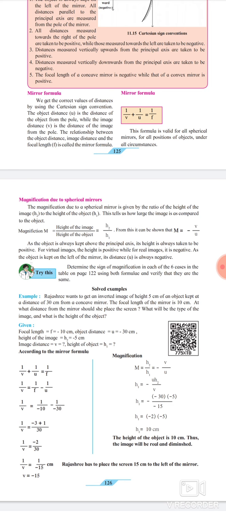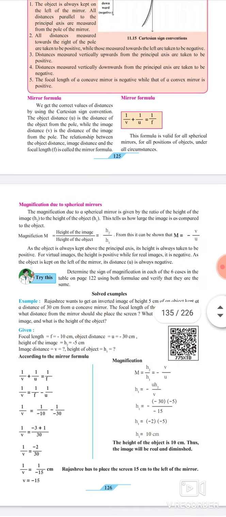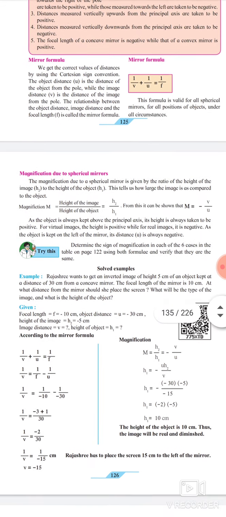So, the mirror formula is 1 upon v plus 1 upon u is equal to 1 upon f. This formula is valid for all spherical mirrors. What do you mean by f? f is the focal length. u is the distance of the object from the pole, or you can say object distance, and v is the distance of the image from the pole. So what is the mirror formula? 1 by v plus 1 by u is equal to 1 by f.